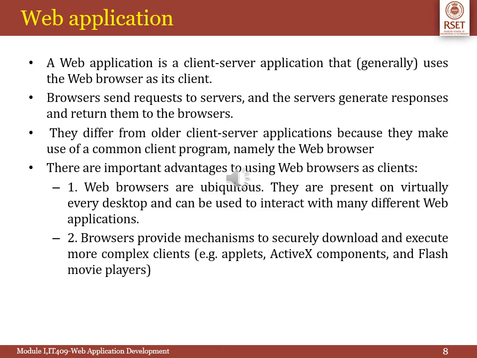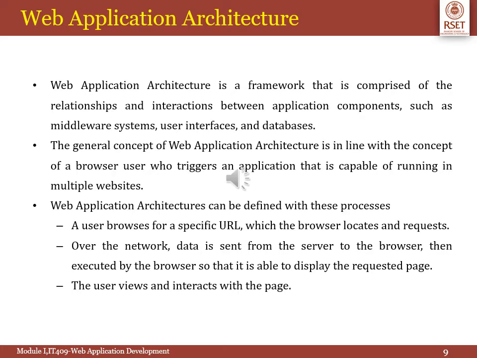There are important advantages in using web browsers as clients. The first one is that the web browser is ubiquitous. And the second one is that web browsers provide mechanisms to securely download and execute more complex clients. A web application architecture is a framework comprised of relationships and interactions between application components such as middleware systems, user interfaces, and databases. A web application architecture can be defined with these processes. A user browses for a specific URL, which the browser locates and requests. Over the network, data is sent from the server to the browser, then executed by the browser so that it is able to display the requested page. The user views and interacts with the page.